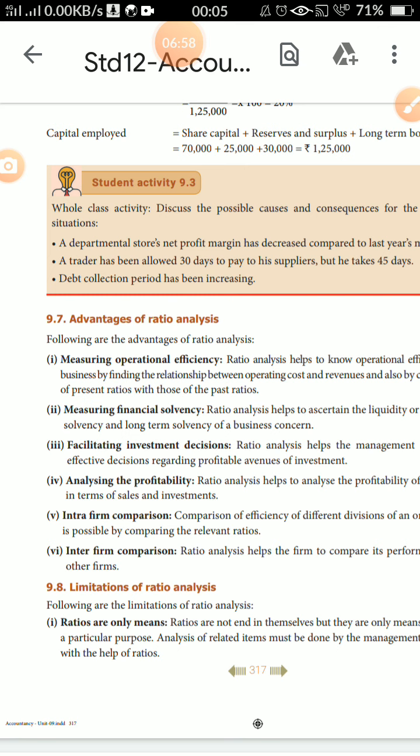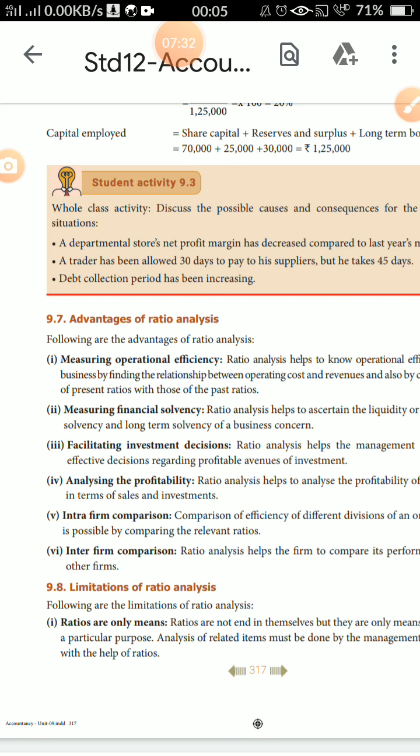Okay. Next one, non-availability of standards or norms. Ratios will be meaningful only if they are compared with accepted standards or norms. Only a few financial ratios have universally recognized standards. For other ratios, comparison with the standard is not possible.